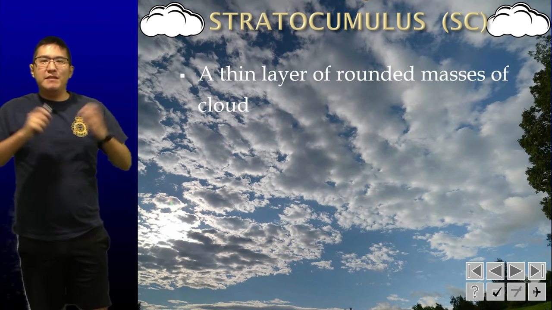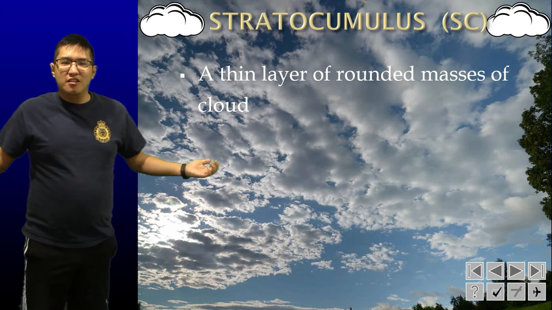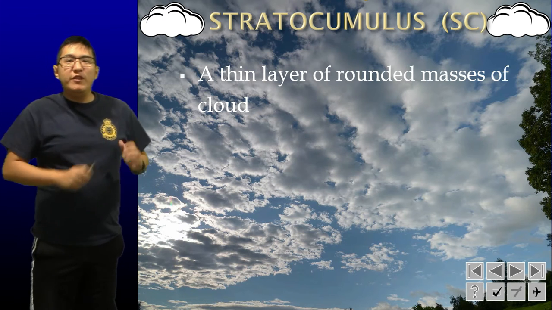And next we have cirro-cumulus. These are a thin layer of rounded masses of cloud. So relatively low, kind of poofy looking clouds.